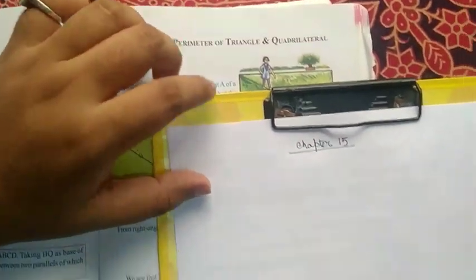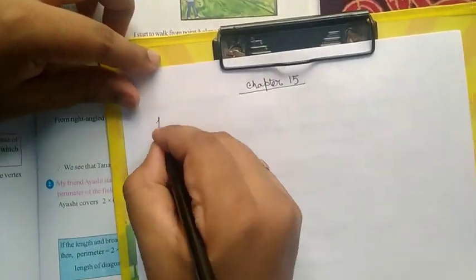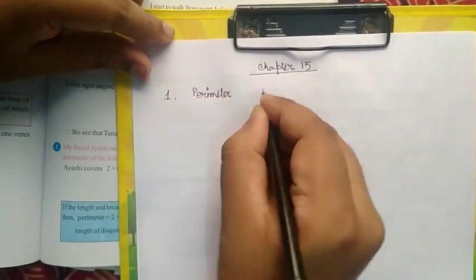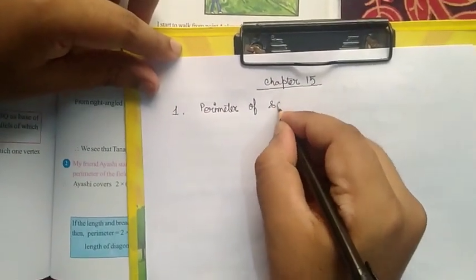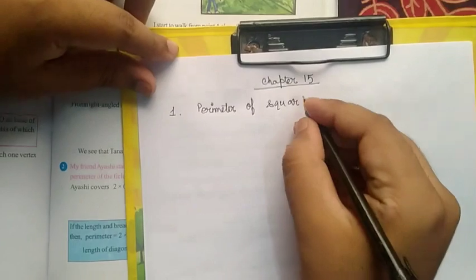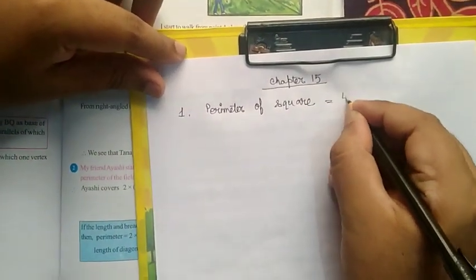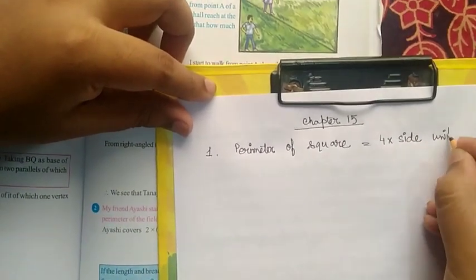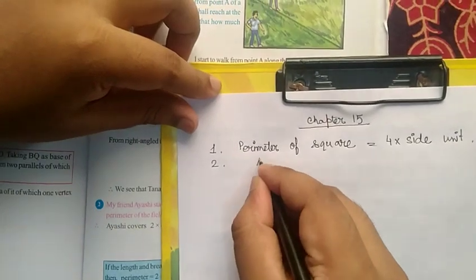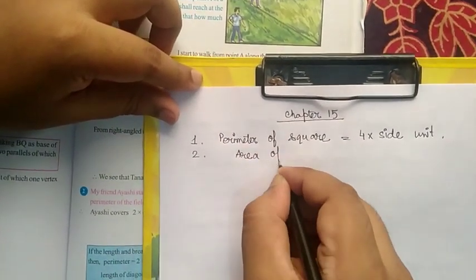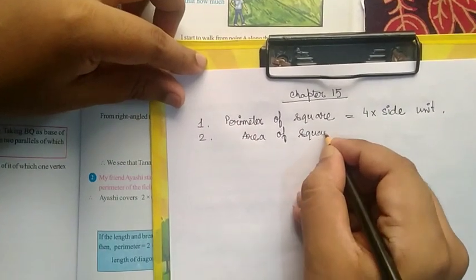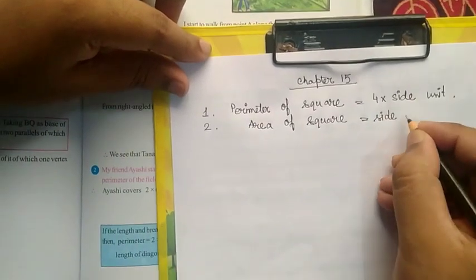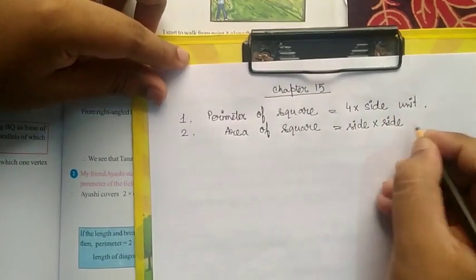So first of all, perimeter of square: four into side unit. Area of square: side into side unit.